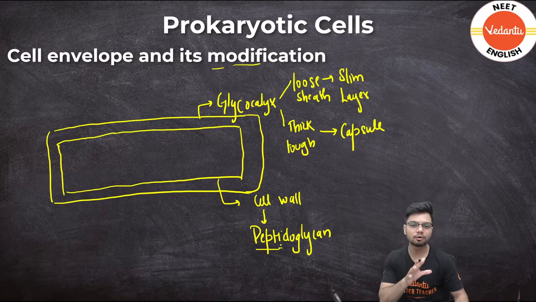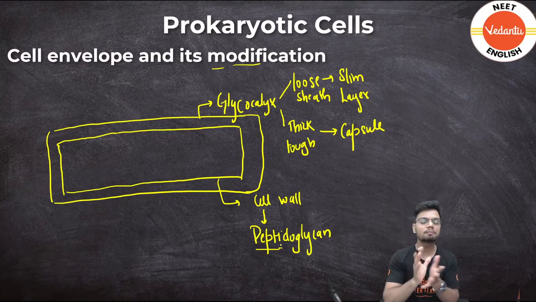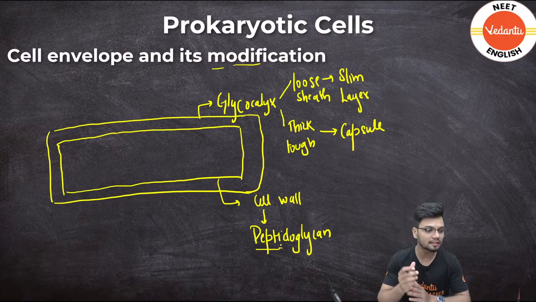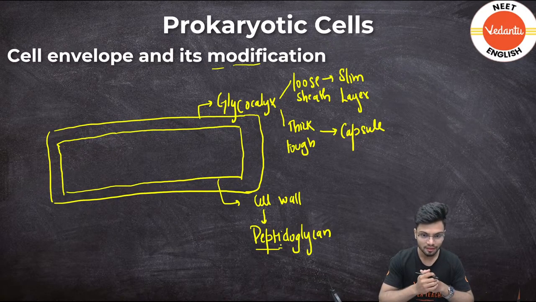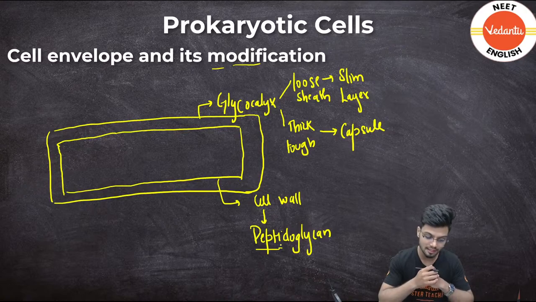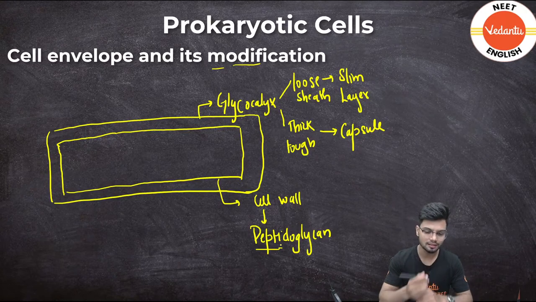The meaning of peptido is peptide. Where do you find peptide bond? Tell me in the chat. The peptide is actually found between two different amino acids. Yes, peptide bond is there. So, in the case of peptidoglycan, it is made up of different types of amino acids.